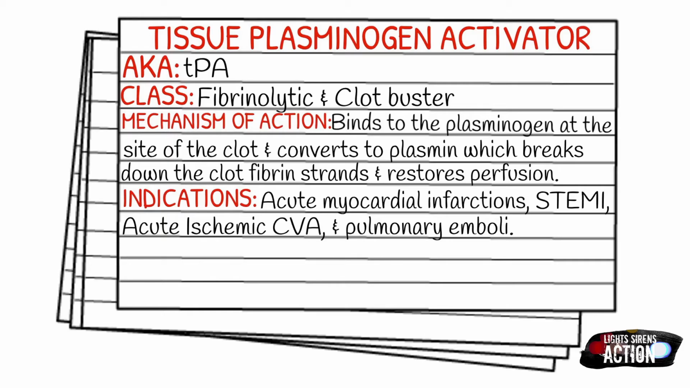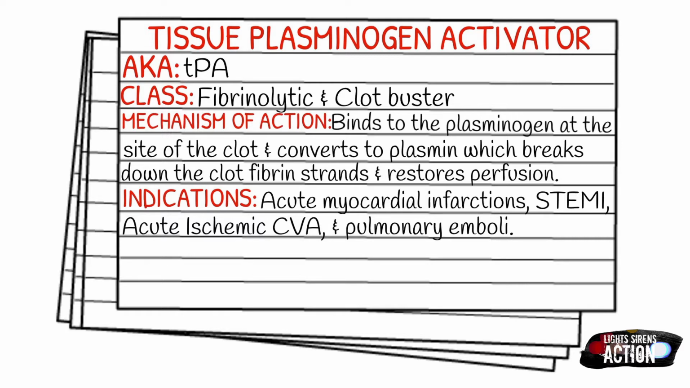Today's medication is called Tissue Plasminogen Activator, also known as TPA. It falls under the class of fibrinolytics and clot busters. Your mechanism of action is that it binds to the plasminogen at the site of the clot, and this converts to plasmin, which ultimately breaks down the clot's fibrin strands and ultimately restores perfusion. Basically, that was an eloquent way of saying that it busts open the clot.